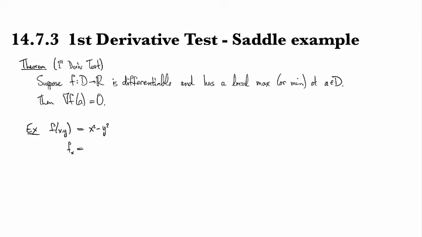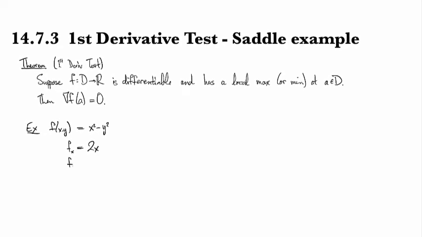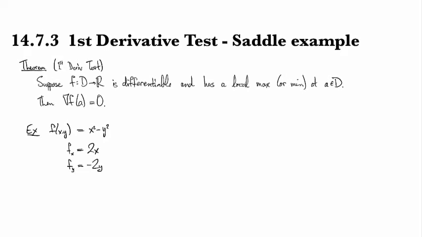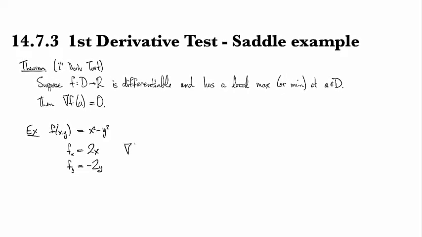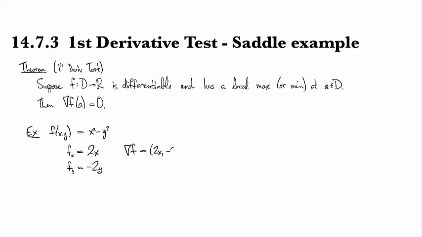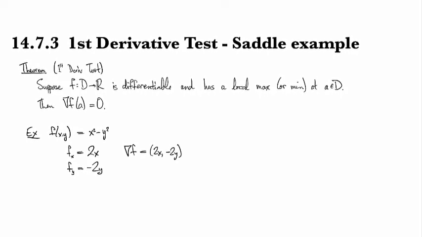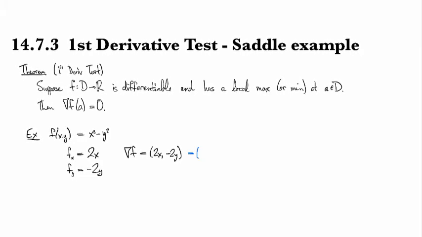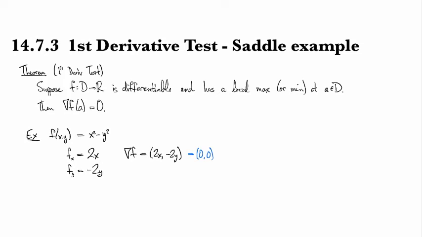Differentiating with respect to x, we get 2x. And differentiating with respect to y, we get minus 2y. And so then we want to say, okay, where's the gradient equal to 0? So I'll just write it out for no good reason. The gradient is (2x, minus 2y). And so the first derivative test tells us that we should set this equal to 0.